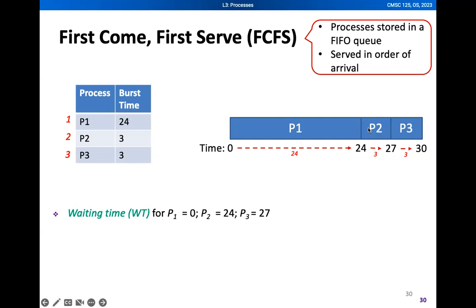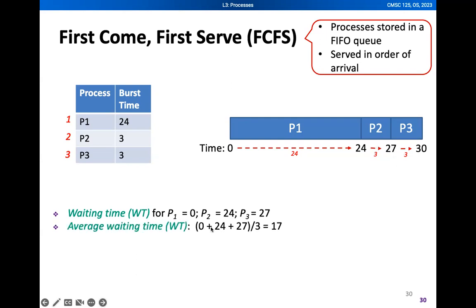For P2, the waiting time is 24, since it has to wait for P1 to complete its execution, and P1 took 24 milliseconds to execute. Now, for P3, it's 27, since it has to wait for P1 and P2 to complete their execution, which took a total of 27 milliseconds, since P1 and P2 have burst times of 24 and 3 milliseconds.